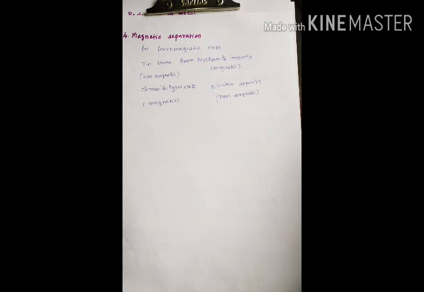The fourth method for concentrating ore is magnetic separation. This magnetic separation is especially for ferromagnetic ores. This is based on the difference in the magnetic properties of the ore and the impurity. For example, we may take tin stone and wolframite impurity. Usually the tin stone is associated with the wolframite impurity. The ore tin stone here is non-magnetic and the impurity wolframite is magnetic.